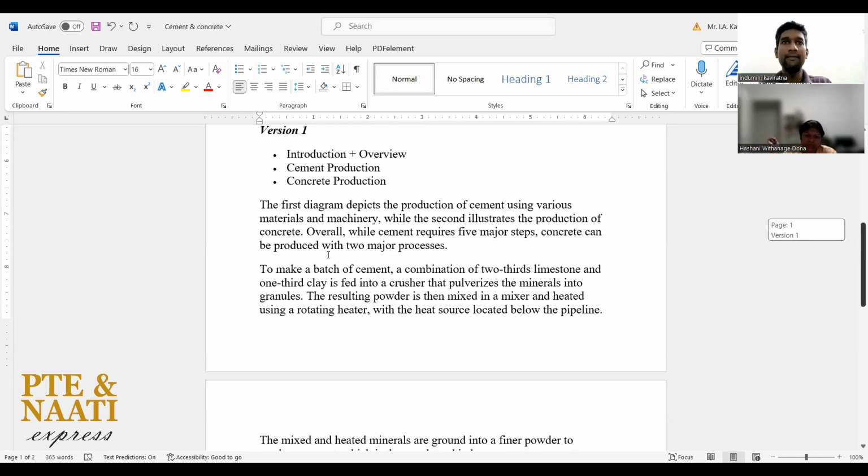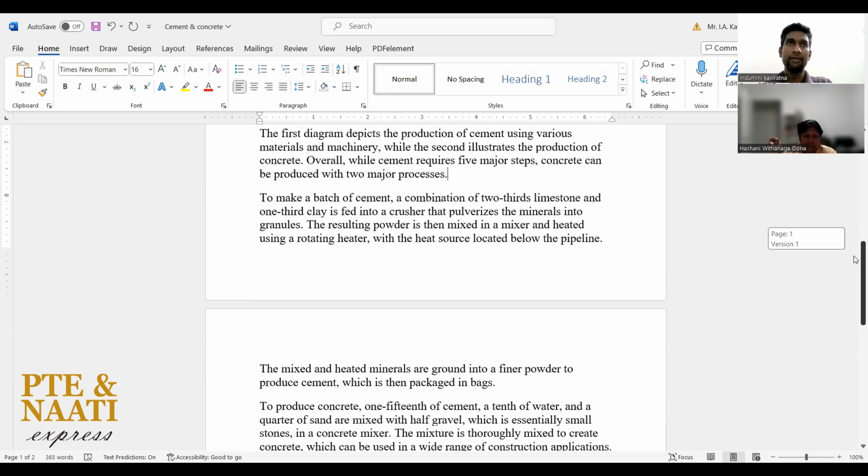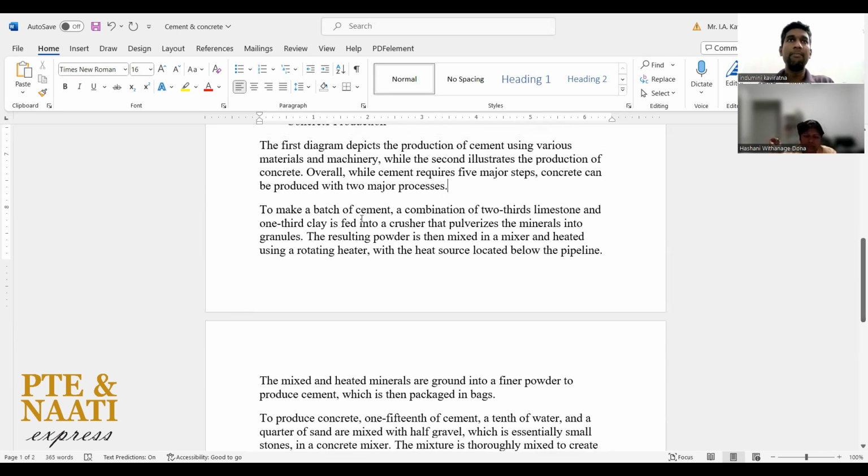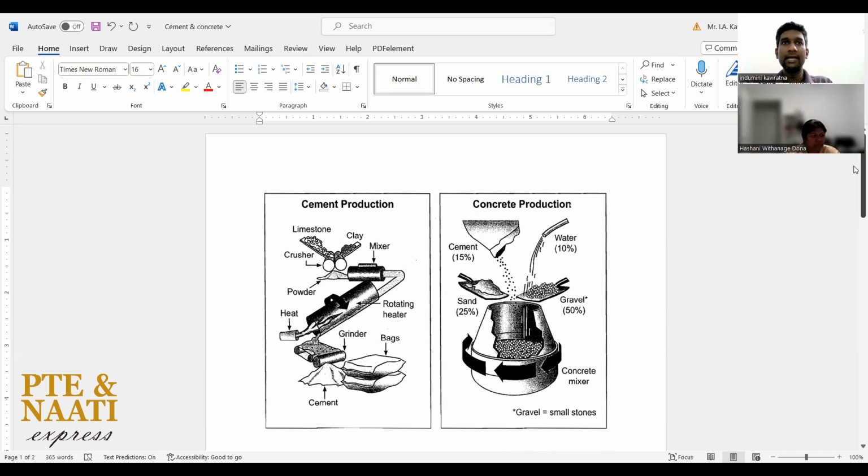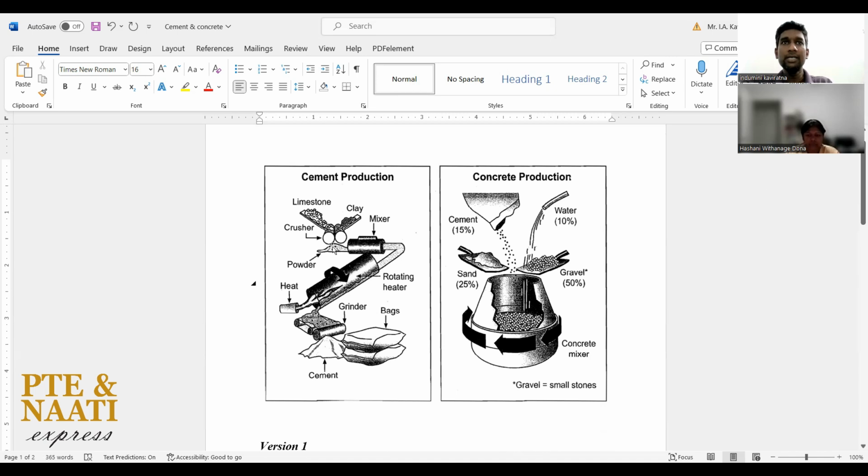In the second paragraph, we can talk about the production of cement. For an example, to make a batch of cement, a combination of 2/3 limestone and 1/3 clay is fed into a crusher that pulverizes the minerals into granules. That means they are crushing and making it into a powder. That's what it means. So you need to have this kind of small vocabulary.